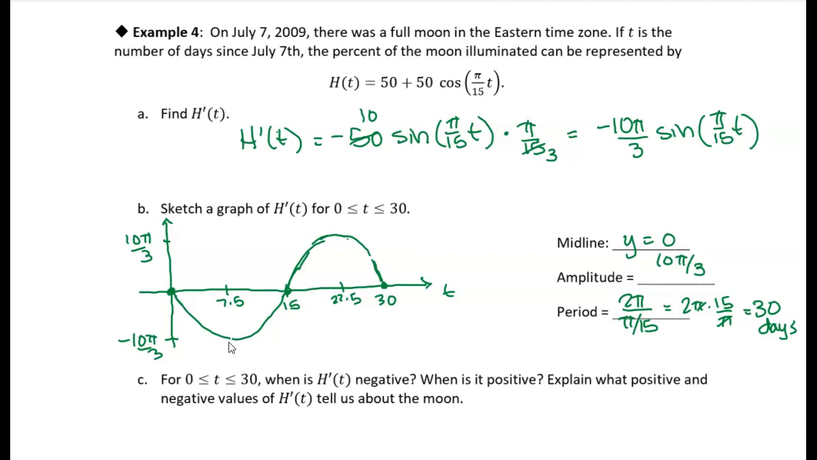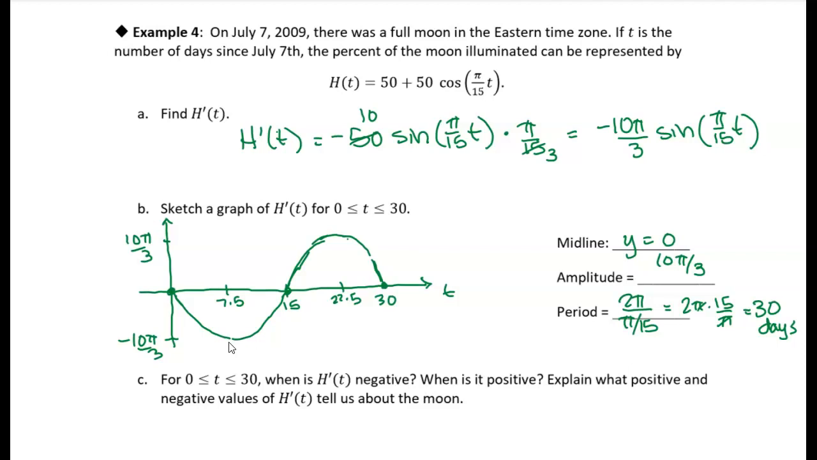This function h of t represents the percent illumination of the moon, right? So you can put in any value for days since July 7th, and you'll get the percent illumination of the moon. So the derivative is telling you how that percent illumination is changing with time. All right, so it's important to understand that.